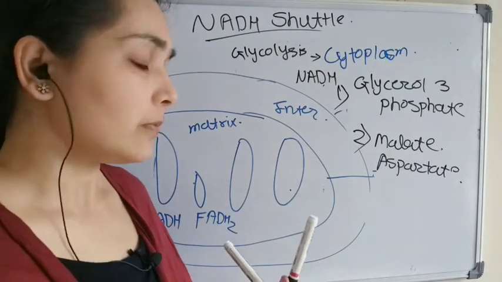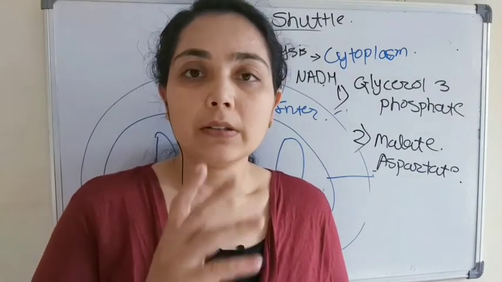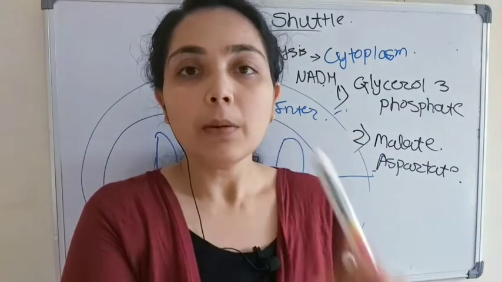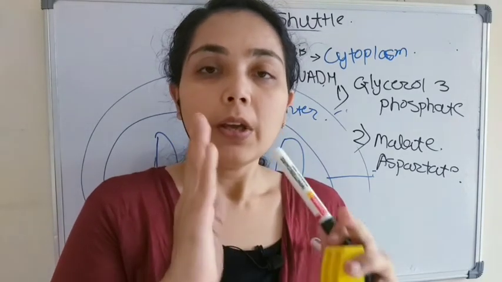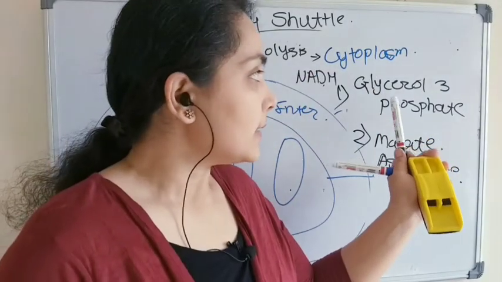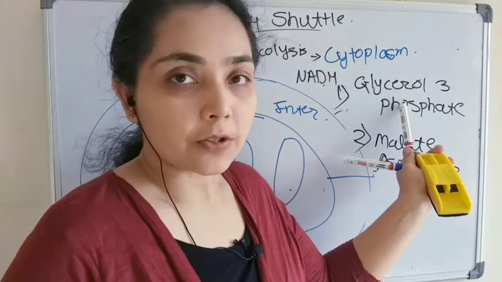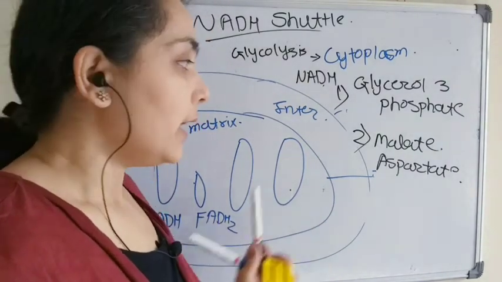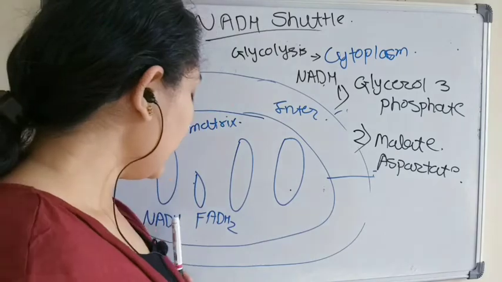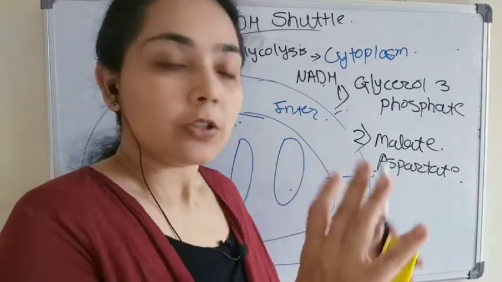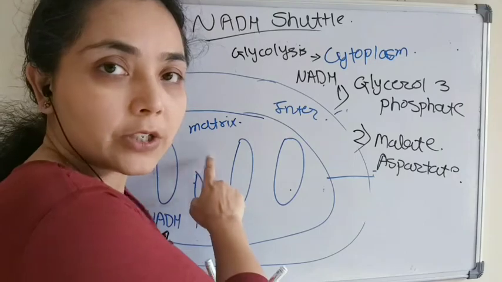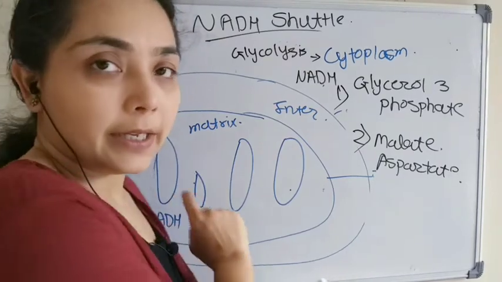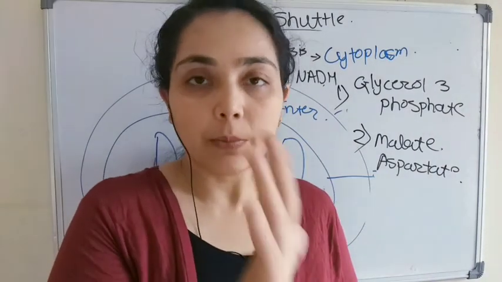And before that, for example, like the various buses have a particular bus stop. In the same way, consider that glycerol 3-phosphate, this shuttle system, has a stop at FADH2, and malate aspartate has a stop at NADH. We are just taking the example. So the station for this shuttle system is FADH2 and the station for malate aspartate is NADH.